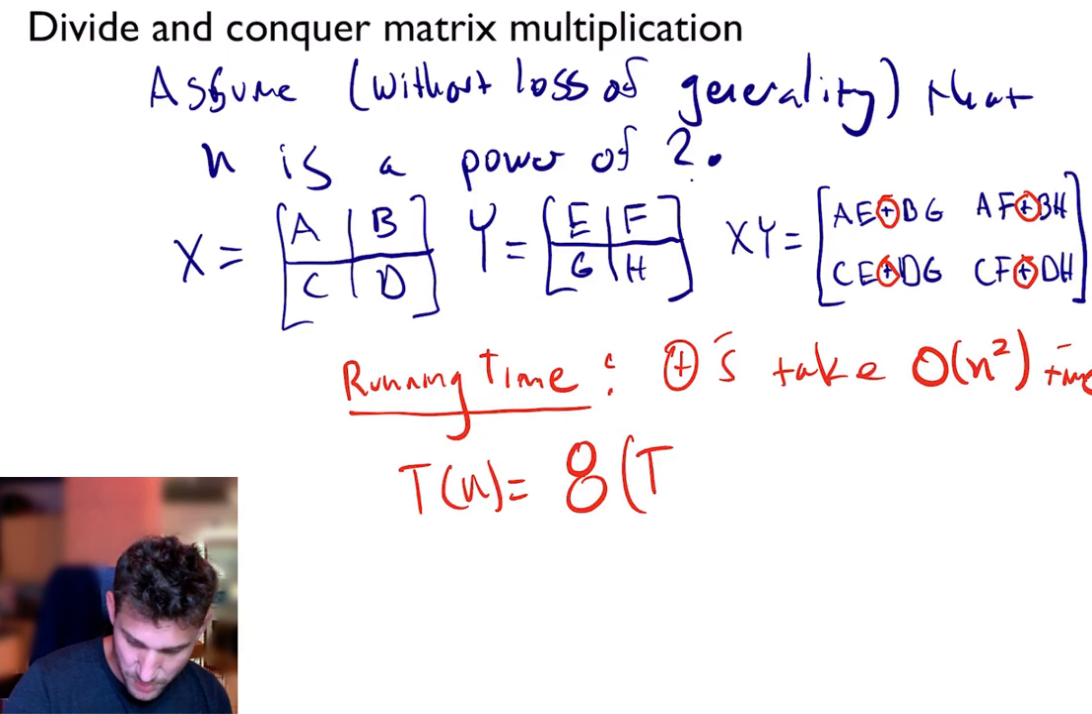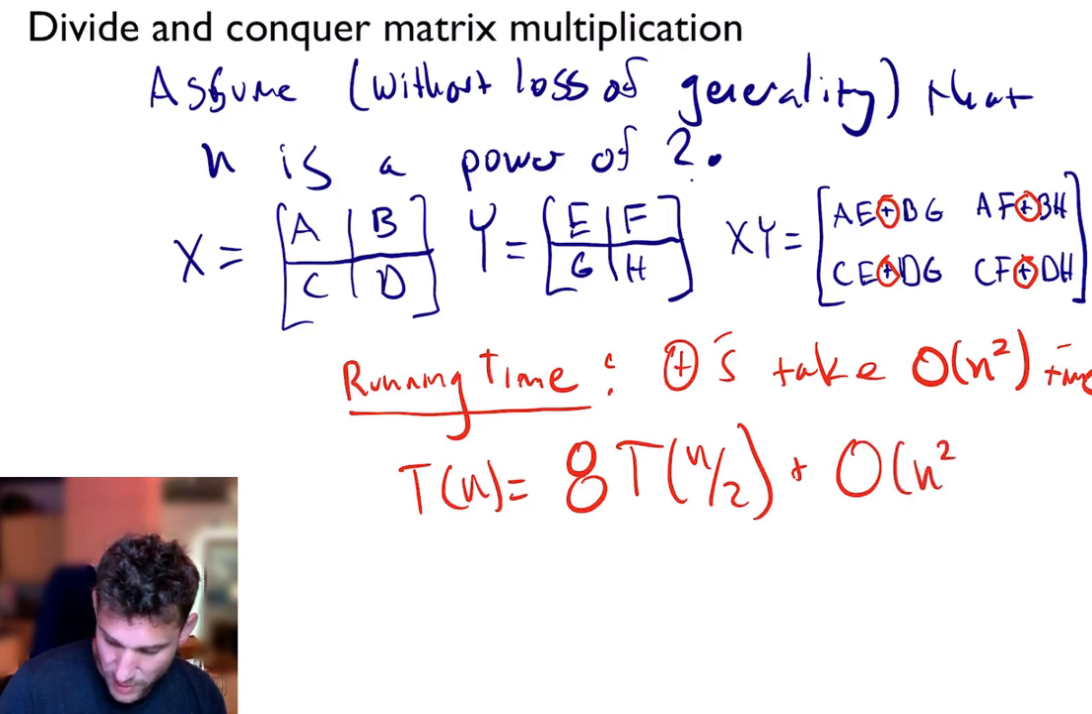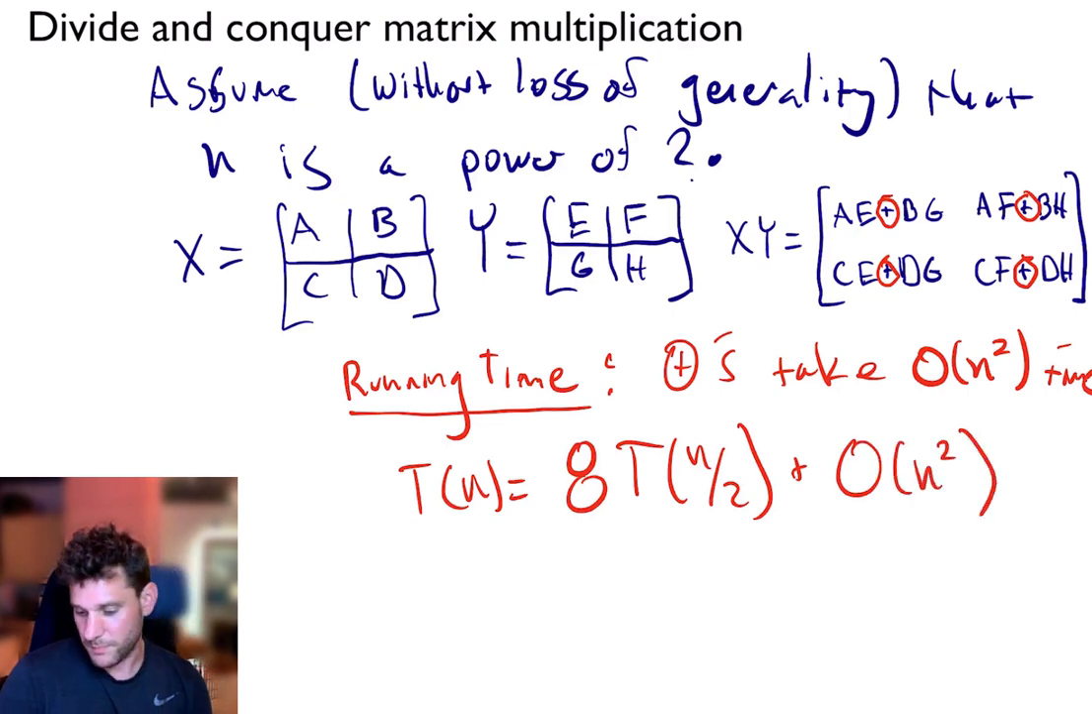Each multiplication is on a matrix of size n over 2 by n over 2. So we have a subproblem which is on the order of n over 2, plus, as we said, an O of n squared time to add these products together in the appropriate fashion.